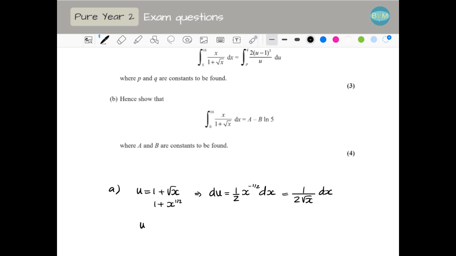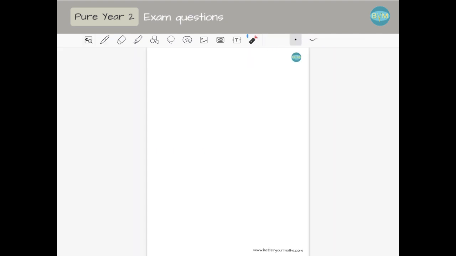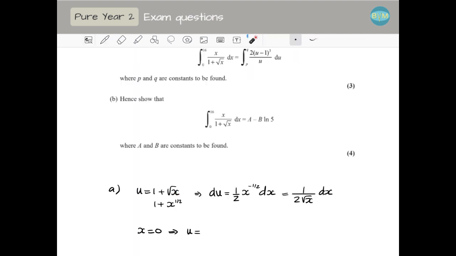So when x is 0, my new limit of integration, u, when x is 0, u is 1, and when x is 16, u is root 16 is 4 plus 1, 5. So at the moment I know P and Q. P is going to be 1 and Q is going to be 5.